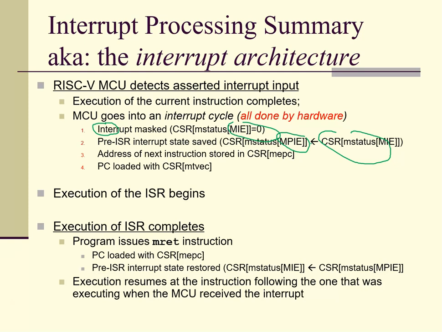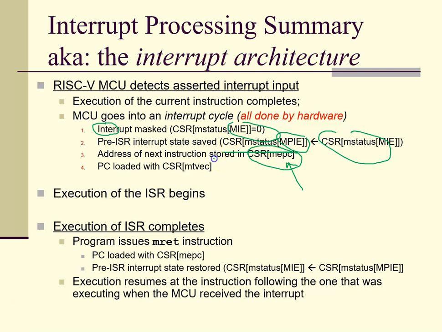The next thing is I'm going to take the address of the instruction that would have been implemented had I not got an interrupt, and I'm going to put it in MEPC. So this is necessarily the return address. When I exit the interrupt service routine, the address of that instruction, wherever it is, is going to be put into the program counter. So once again, this is essentially saving the return address.